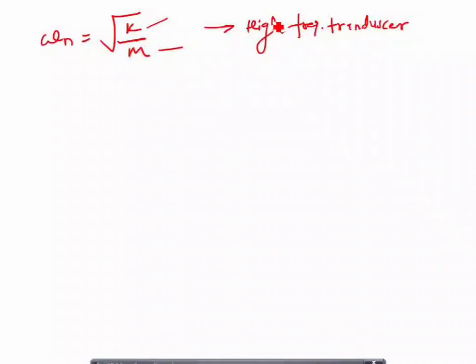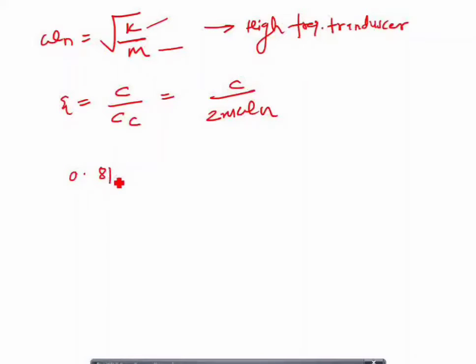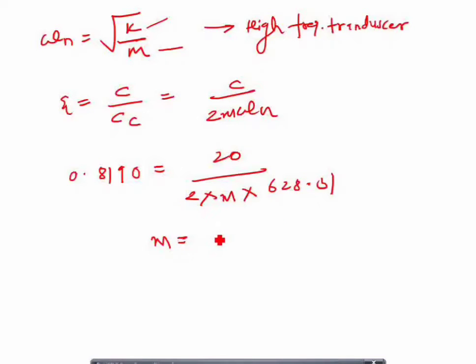Okay. So already omega n has been calculated. I have to calculate k and m. So first of all, let us find out c. You know that zeta is equal to c upon cc, right? So what is cc? 2m omega n. So what is zeta? 0.819 we have calculated. And what is omega n? 628.31.